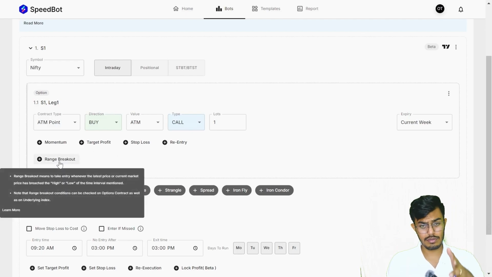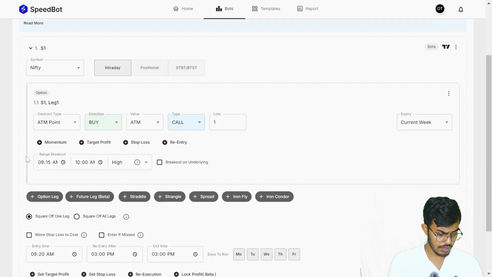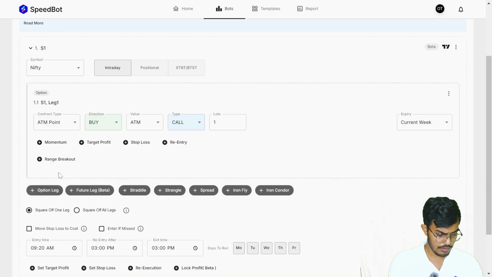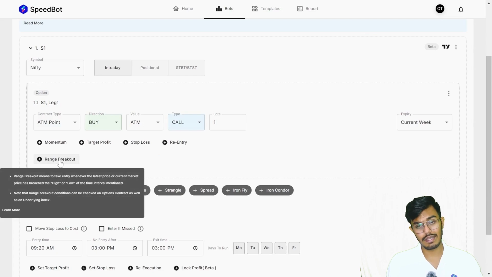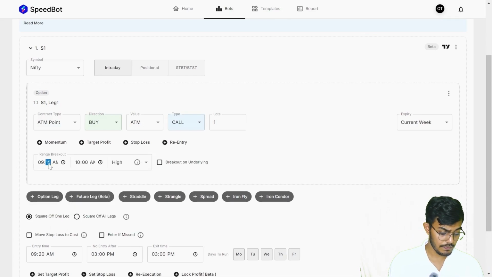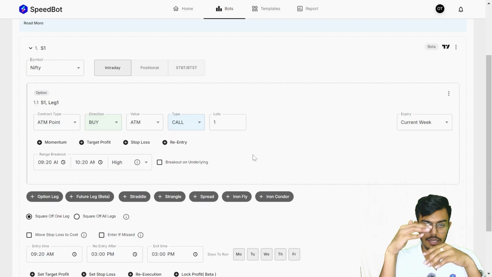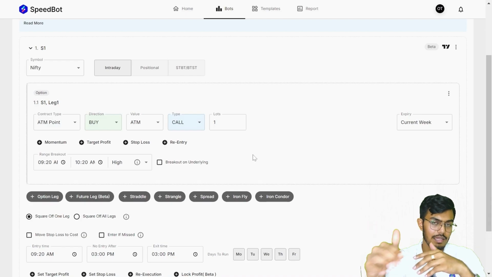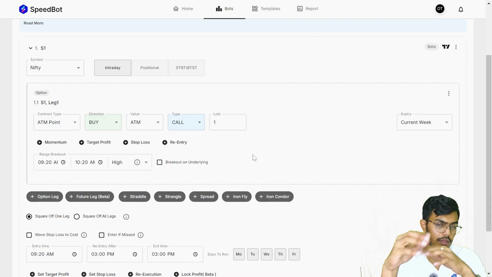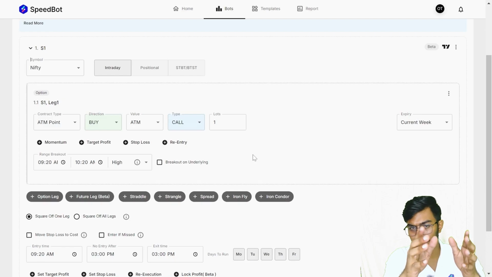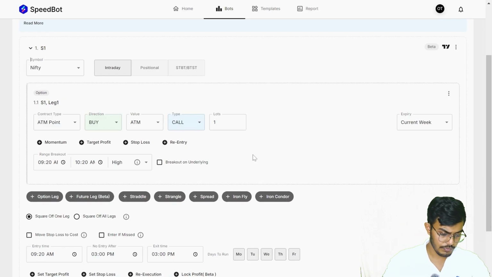In order to define this rule, if I click on the range breakout button over here, let me just show you again. This is the range breakout button that lets you create a range breakout logic. Let us say that from morning 9:20 till 10:20, if that particular high, that is the highest high between 9:20 till 10:20, that is the first 1 hour's high, is taken out throughout the day, then I'll be able to automatically place a trade of buy in the call option. So if I click on the breakout or underlying, I'll be able to place the trade automatically.